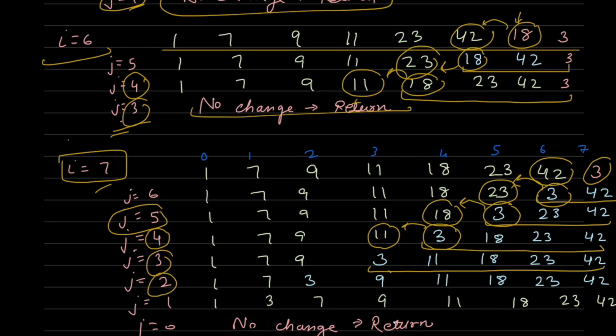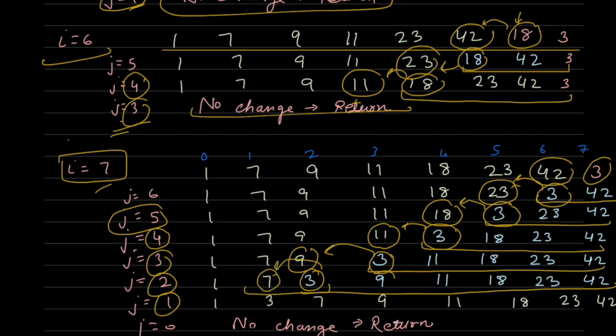Now move to the next element, j equals 2. We compare 3 with 9. Again it's smaller, so we swap, and this is the state received. j equals 1. We compare 3 with 7. Again smaller, so we swap, and this is the state.